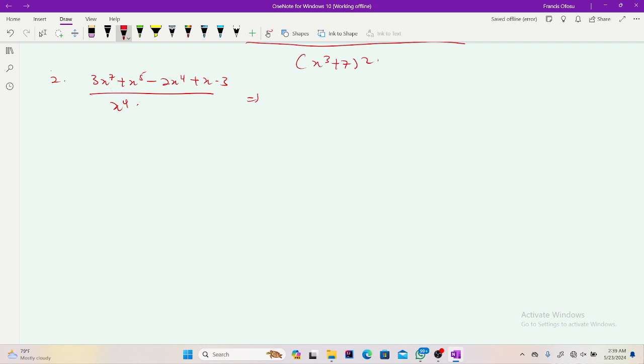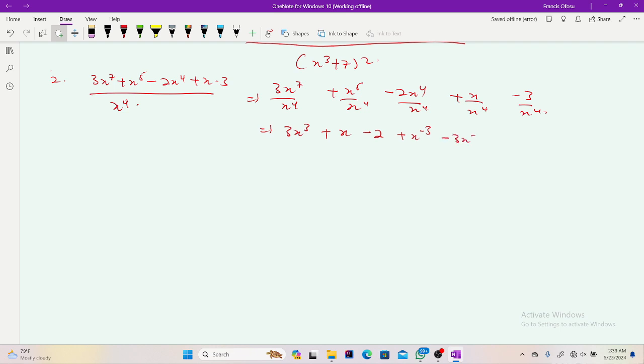What do you get? You get 3x to the power 7 over x to the power 4, plus x to the power 5 over x to the power 4, minus 2x to the power 4 over x to the power 4, plus x over x to the power 4, minus 3 over x to the power 4. This simplifies to 3x to the power 3 plus x minus 2 plus x to the power negative 3, then minus 3x to the power negative 4.